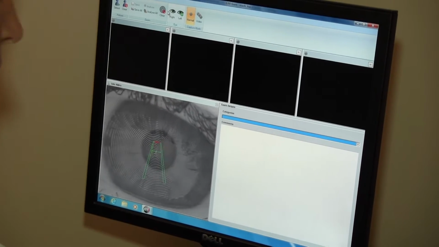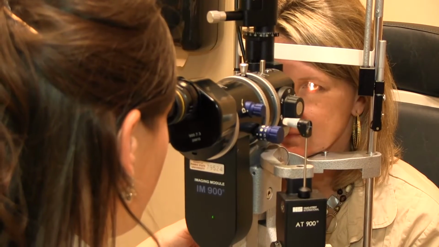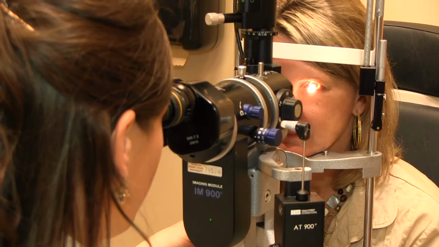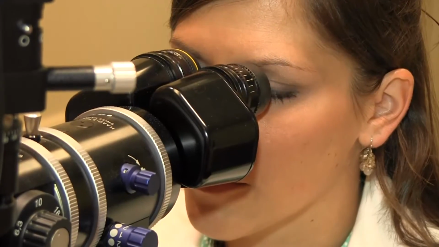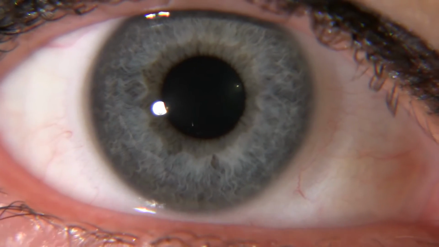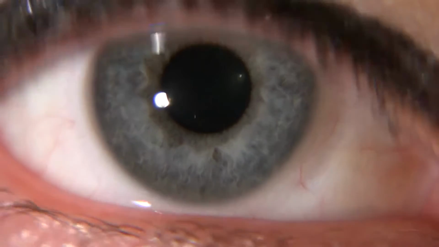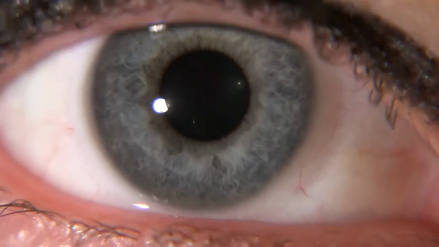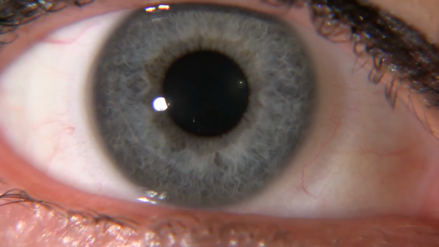After the topography, I'll place my patient in the slit lamp and I'll evaluate their lid positioning, the palpebral fissure width, the lower lid height, and the pupil size. At this point, I'll also note the patient's lid tonicity and its ability to support a gas-permeable lens that will rest on the lower lid.